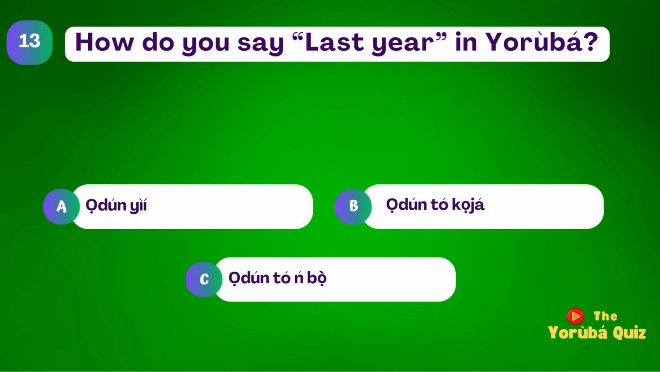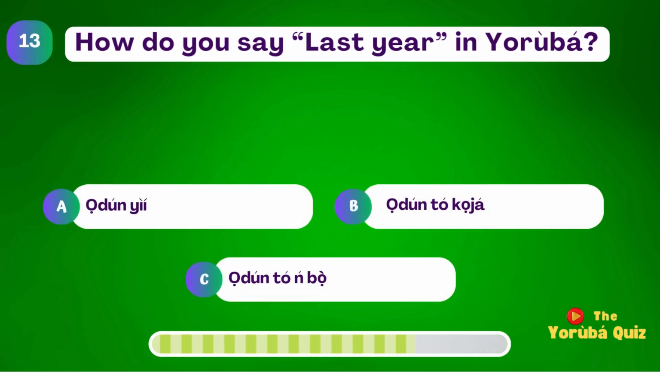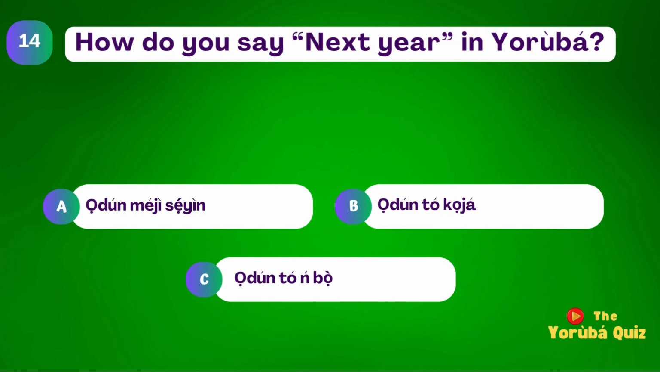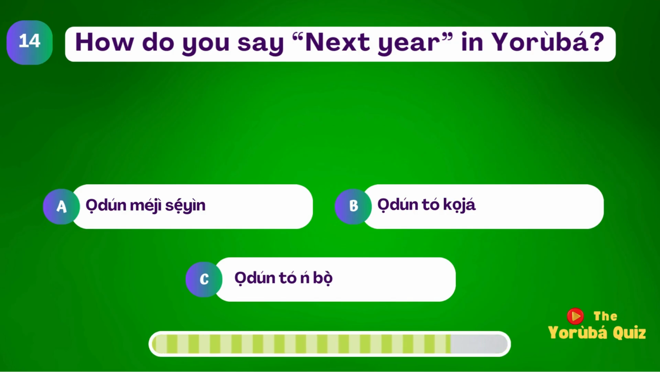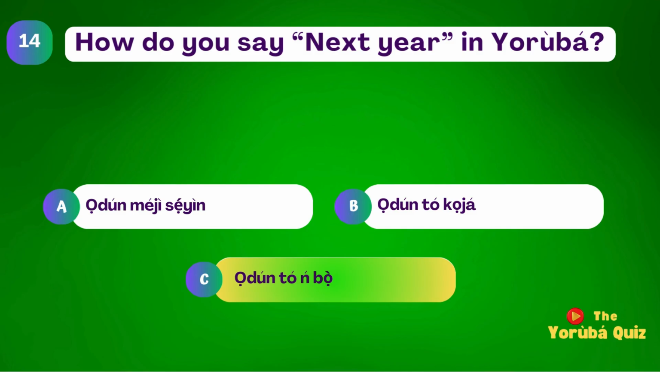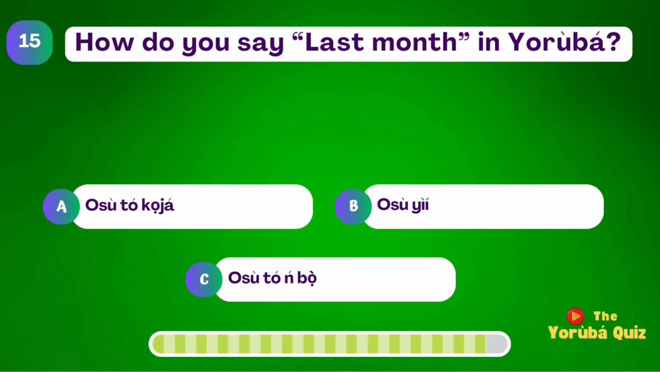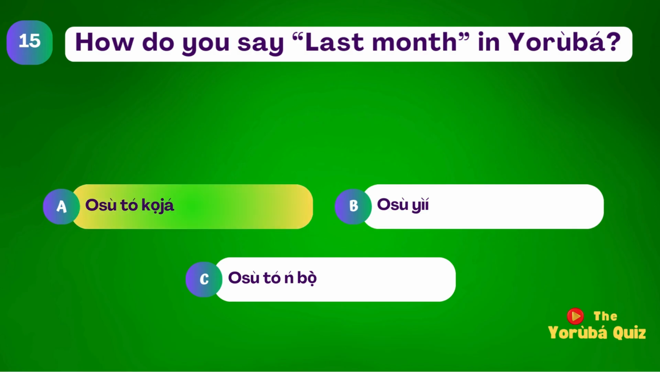How do you say last year in Yoruba? Ọdún tó kọjá. How do you say next year in Yoruba? Ọdún tó ń bọ̀. How do you say last month in Yoruba? Oṣù tó kọjá.